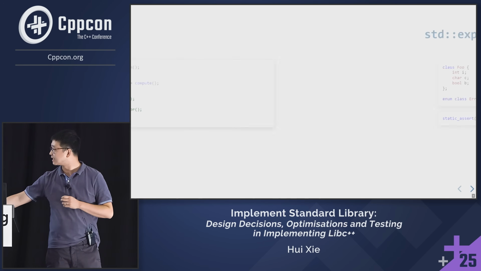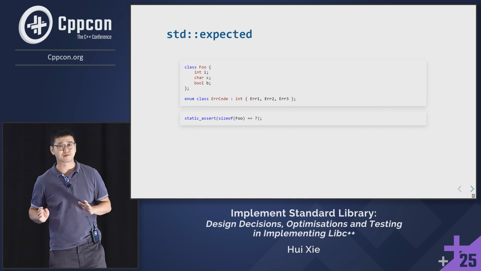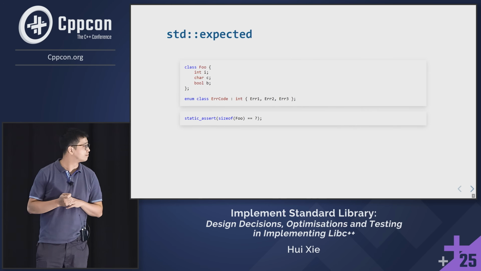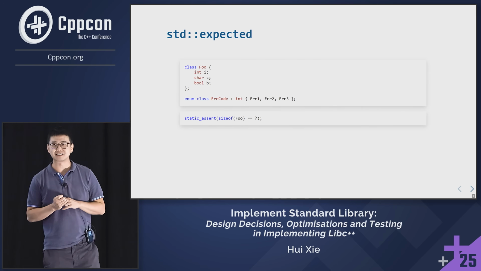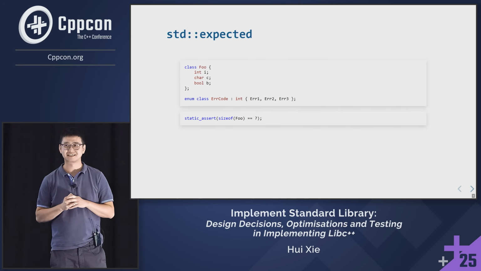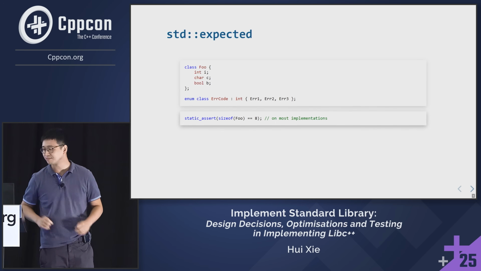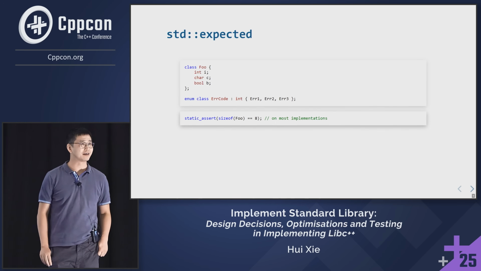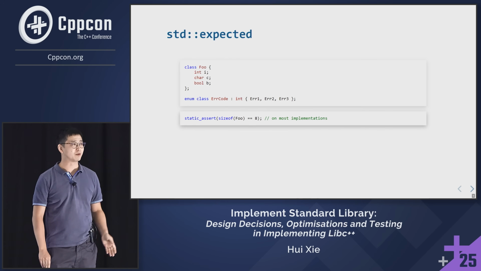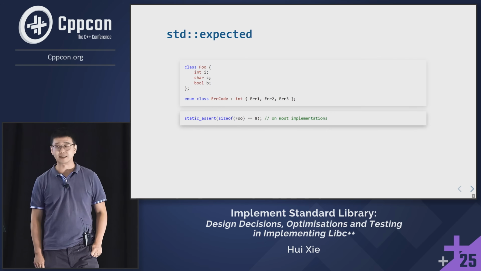Before we go into the details, let's first look at this example. Imagine we have a class Foo, which contains an int, a char, and a bool. What is the size of this class? Any idea? Guess? 8. Yes, that's right. On most implementations, it will be 8 bytes, because we have 4 bytes for the int, 1 byte for the char, 1 byte for the bool, and then we have 2 bytes of tail padding in the end.